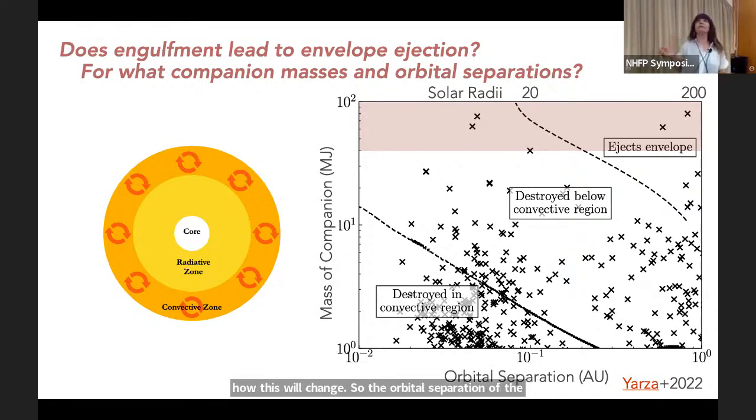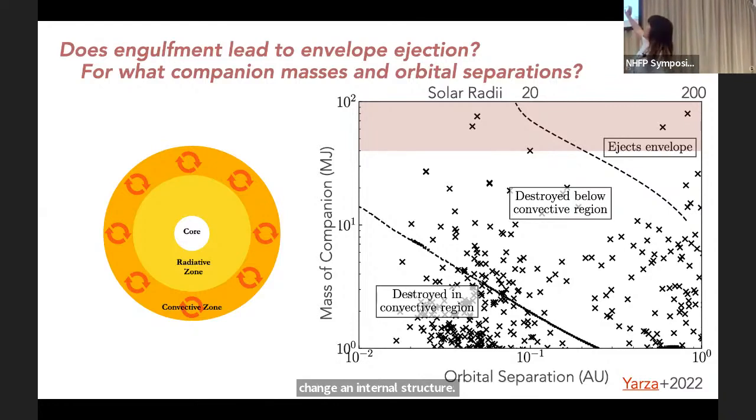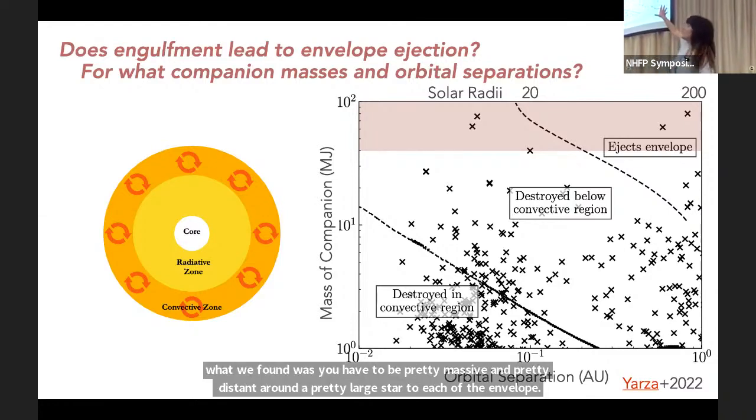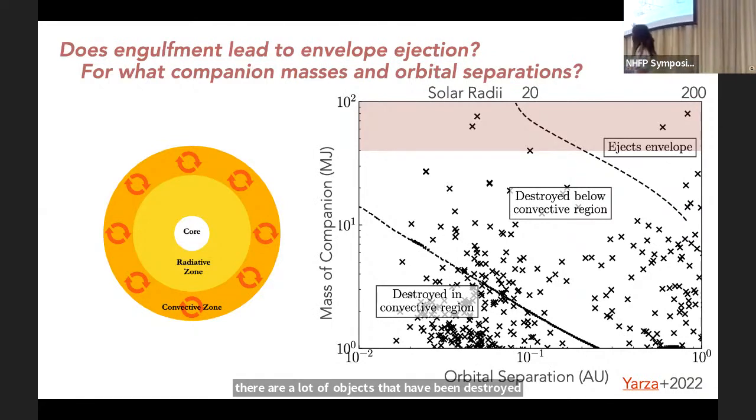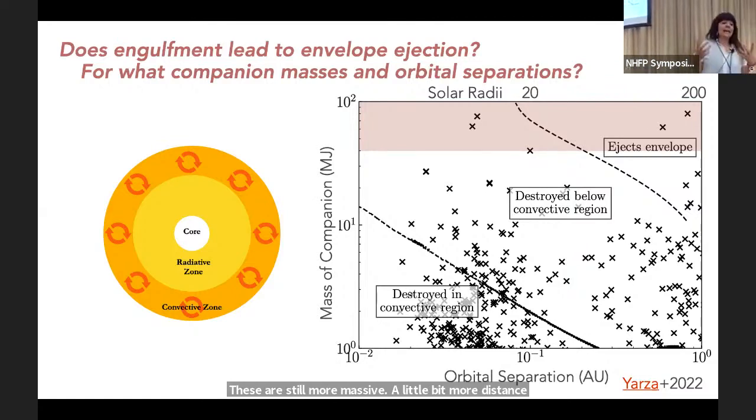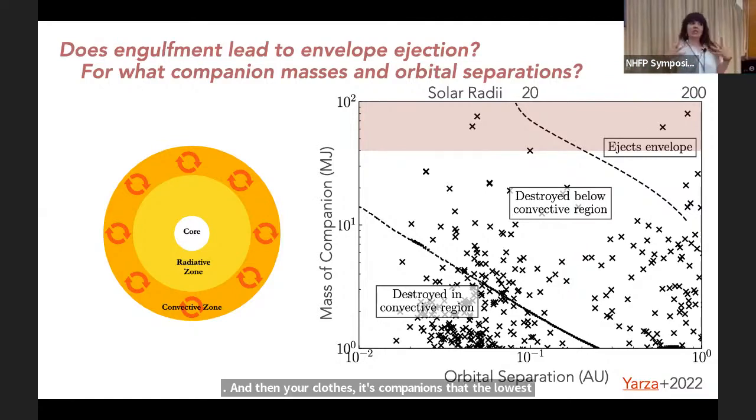May explain why infrared excess is not so frequently seen. But there are a lot of systems that have been destroyed below the convective regions. These are your still more massive, a little bit more distant. And then your closest companions at the lowest masses can be destroyed into that convective region. And that's really interesting for me because I like the spectroscopic component of this, of being able to observe this in the stellar spectra. What sort of enhancements, maybe even beyond lithium, can we observe?